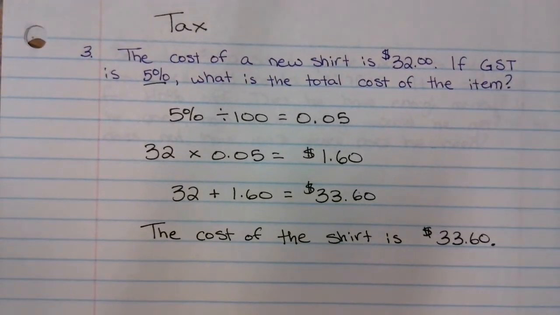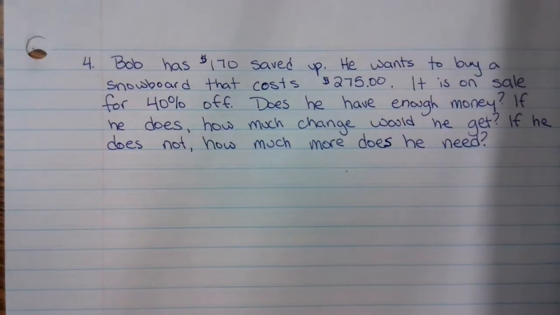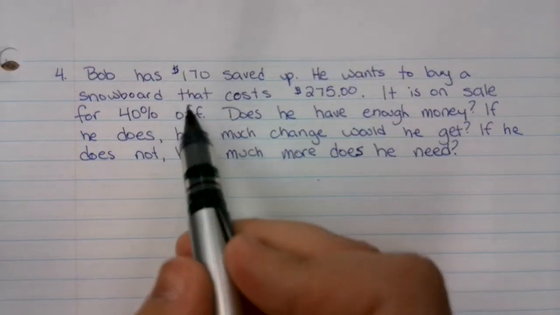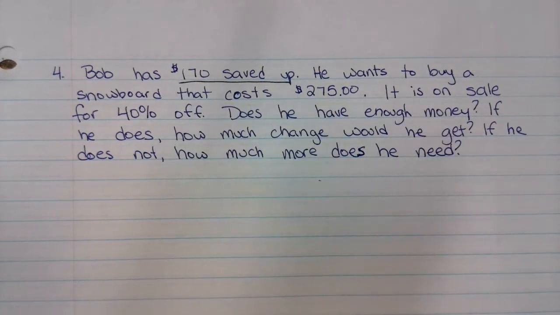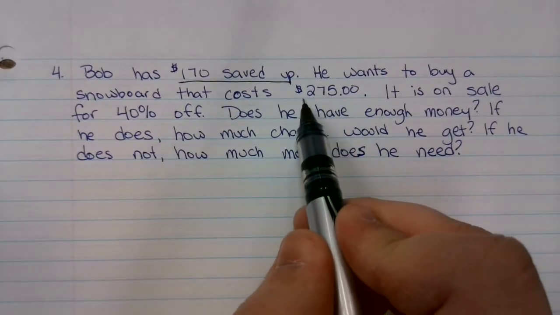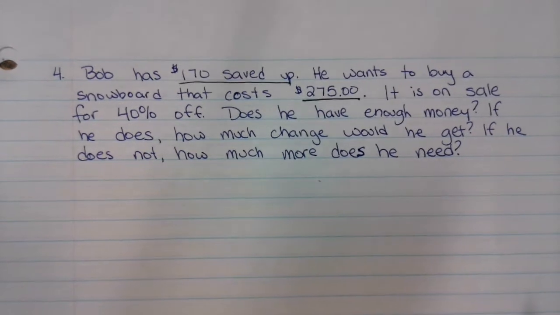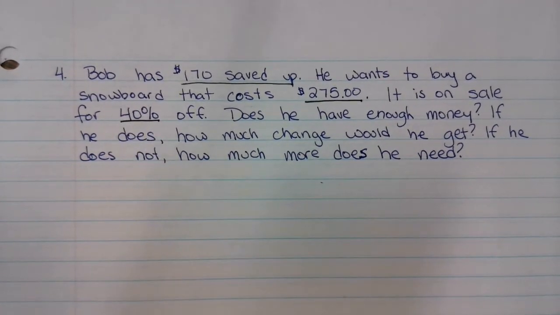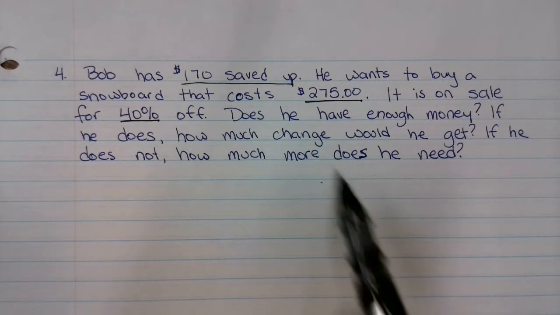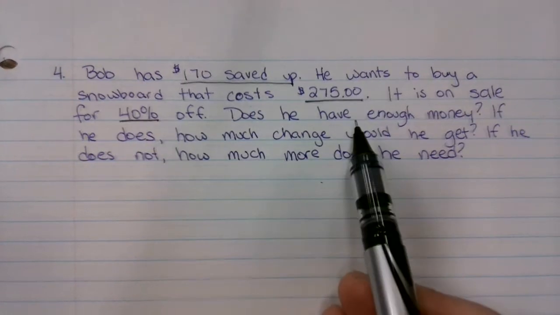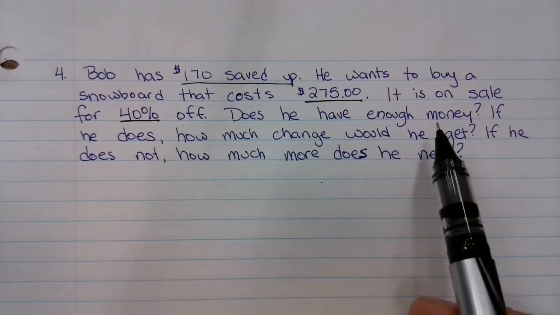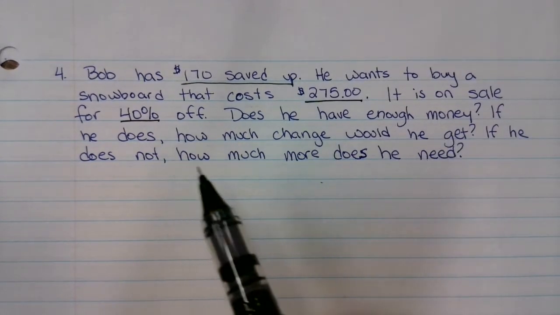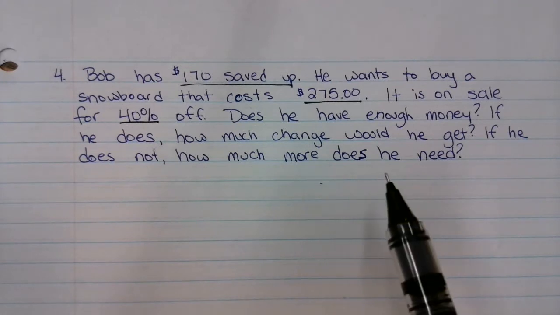Finally, let's look at a problem that combines all of these steps. Bob has $170 saved up. He wants to buy a snowboard that costs $275. It is on sale for 40% off. That's all the information. Now we get to the question. Does he have enough money? If he does, how much change would he get? If he does not, how much more money does he need?